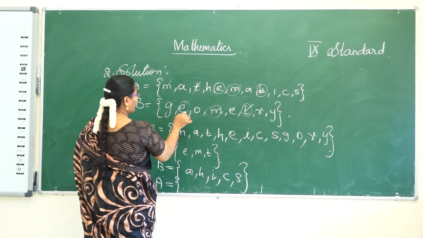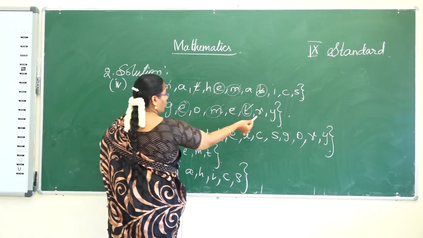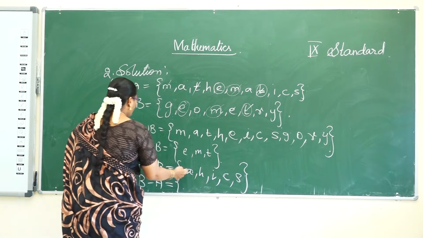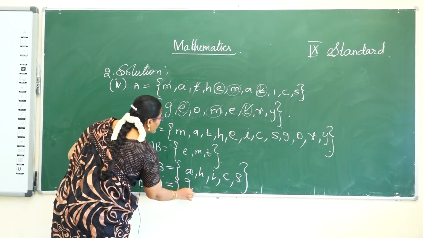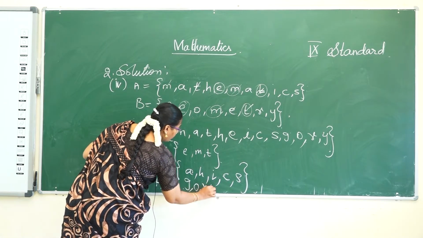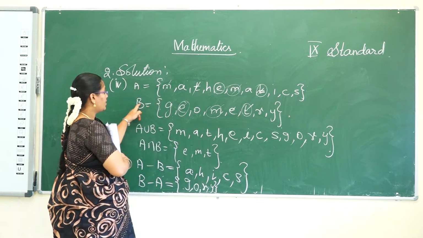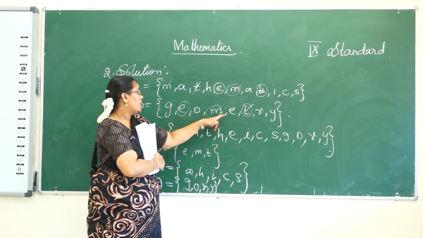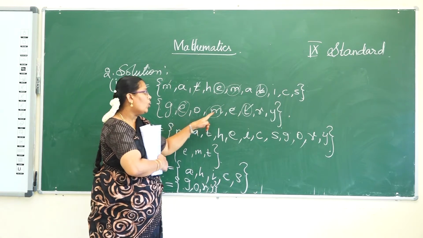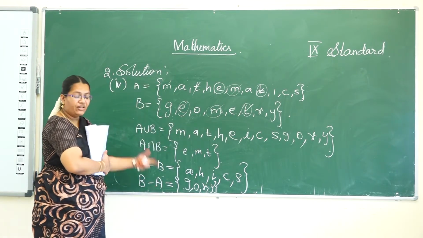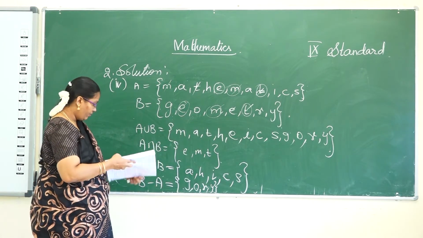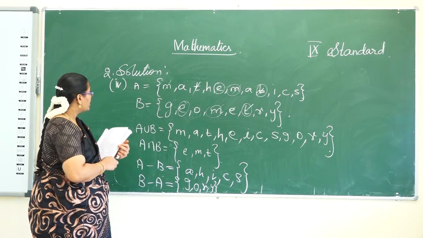And next one, B difference A. So what is remaining here? G O R Y. That is the remaining part in B. Okay, G O R Y. Set B: which elements are not cancelled? G O R Y. That is B difference A. Okay, next, third problem.